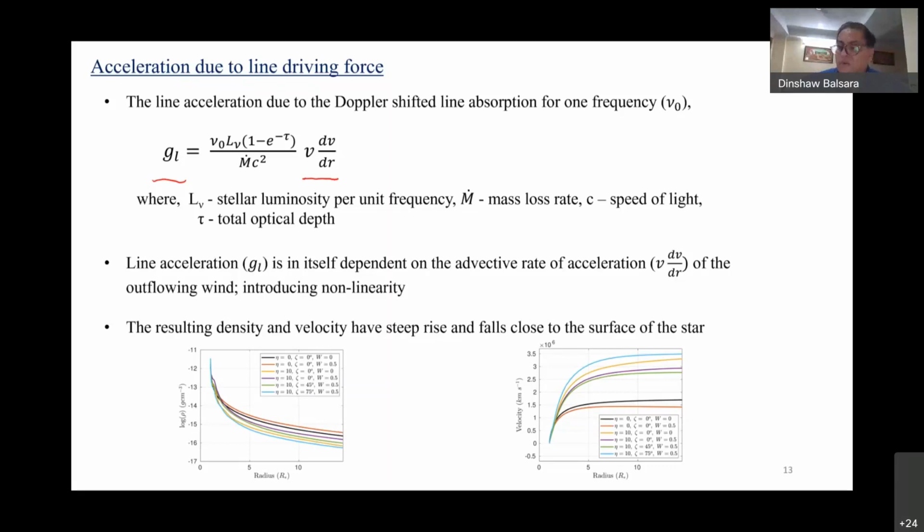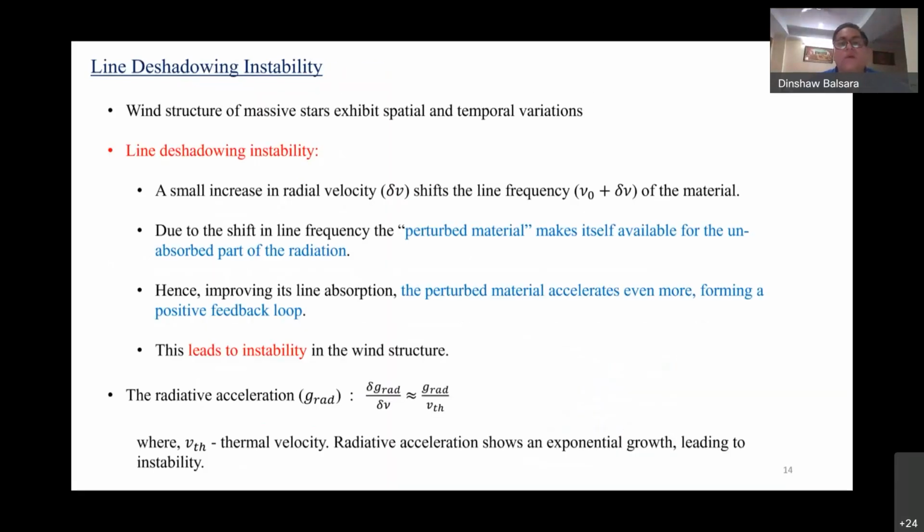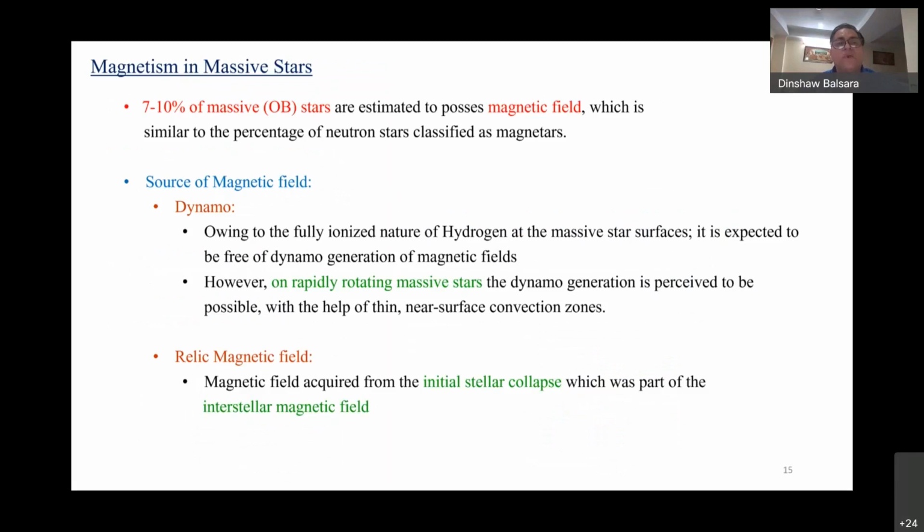Now, these winds are also susceptible to something called a line deshadowing instability. If people in this audience are not experts on it, I will just say that for the approximations we have used in our simulations, we have totally ignored the line deshadowing instability. So let's just move on. With this, we want to simulate magnetic massive stars.